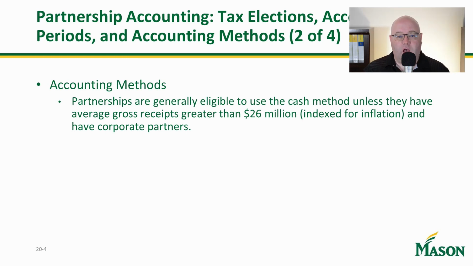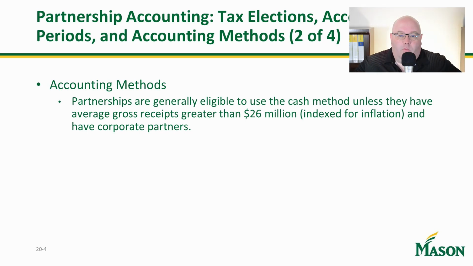Accounting methods, again: partnerships are required to use the accrual method if they have average gross receipts of over $26 million. It is indexed for inflation. I still remember when it was a little less than that, and it's been growing over time, obviously, as inflation does.